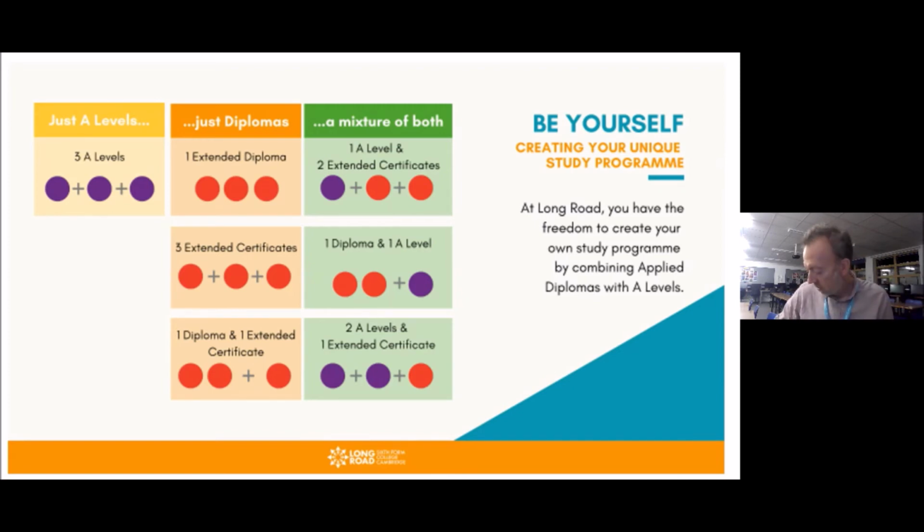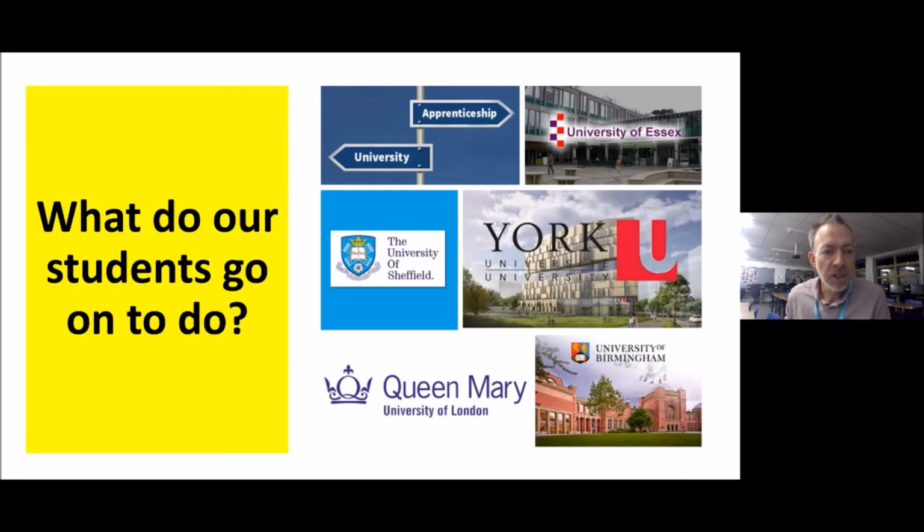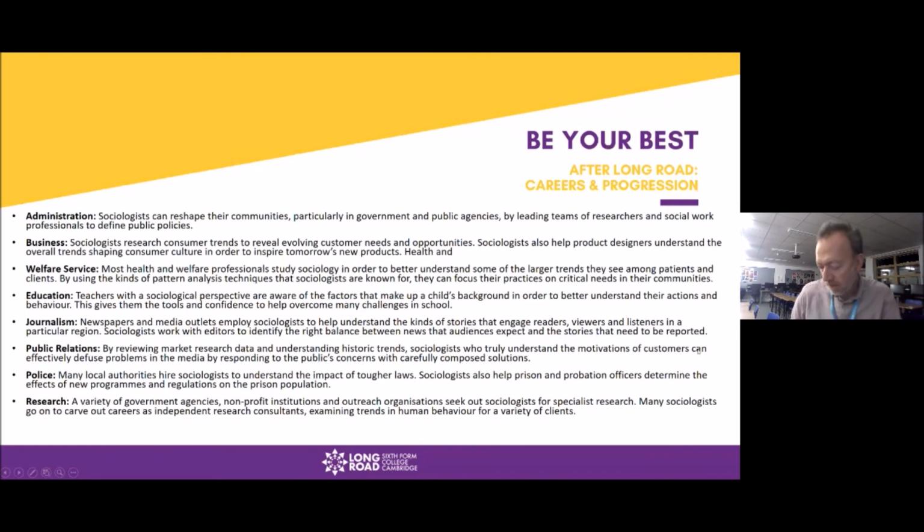Okay, and to just say a little bit about what our students go on to do. Many of them, most of them in fact, go on to university. Many of them study sociology at university or other social science subjects, such as criminology, which is a popular one, psychology is another popular one, politics as well, economics, all related to sociology. So we've had people go to Birmingham, Sheffield, Essex, York, etc.